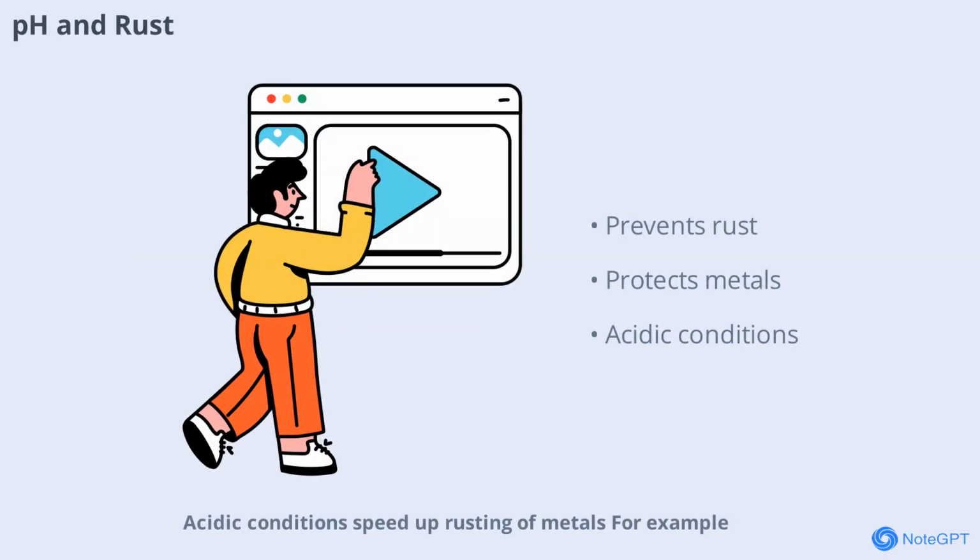Acidic conditions speed up rusting of metals. For example, saltwater and acid rain can cause cars and bridges to rust faster. Understanding pH helps engineers and car owners protect metal structures and vehicles from damage. Using coatings or treatments can help prevent rust in acidic environments.